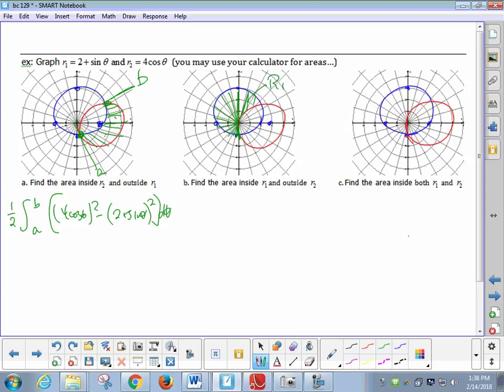Region 1. Region 1 goes from where to where? From negative pi over 2 to pi over 2. And it's R1 minus R2, each one squared. Okay? Yep.